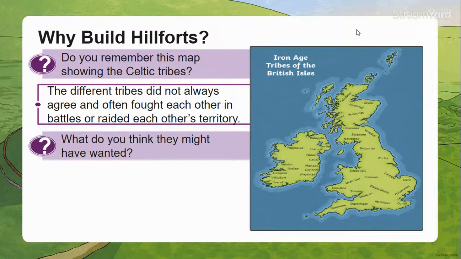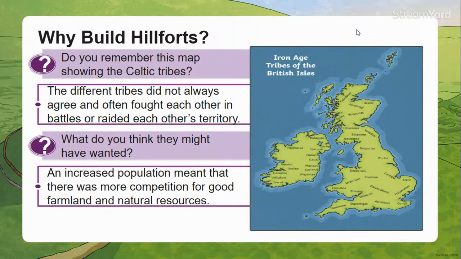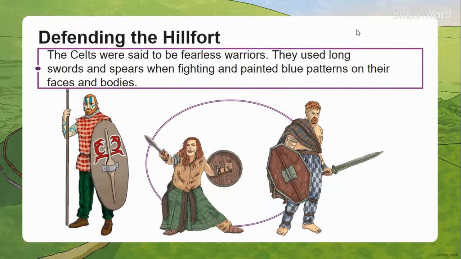And what did they want? Well, they probably wanted to take people's farmland, to take people's natural resources, because an increased population meant that there was definitely more competition for good farmland and natural resources. And so what we have in the Iron Age is this development of more aggressive and kind of warring tribes where people are competing for the best land and for the best materials.